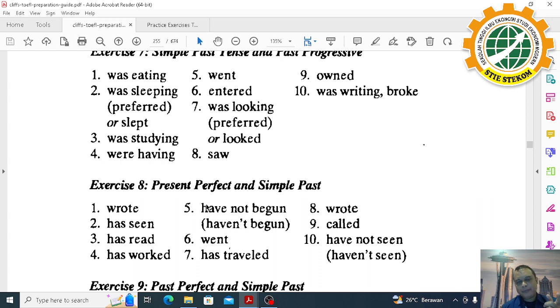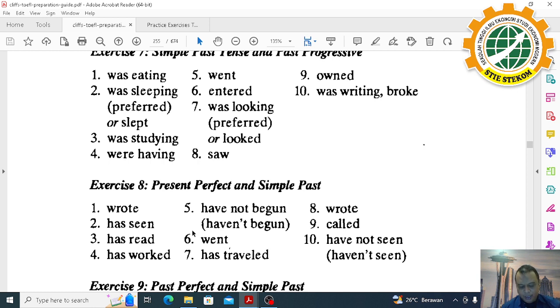Yang pertama tadi, pastikan konteks kalimatnya itu tidak ada keterangan waktunya, dalam pertanyaan itu tidak ada keterangan waktu. Yang kedua, kalau kita mengetahui bagaimana kalimat itu harus dibentuk dalam present perfect, kalau ada kata already, yet, and just, itu pasti present perfect.